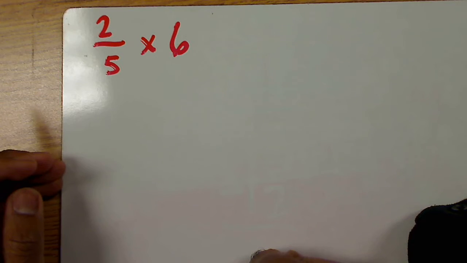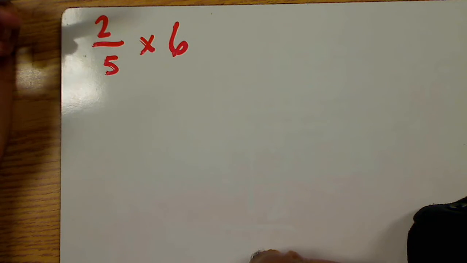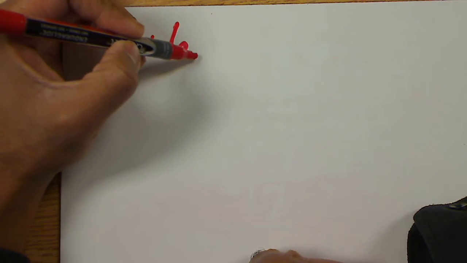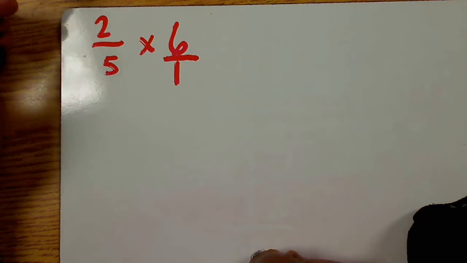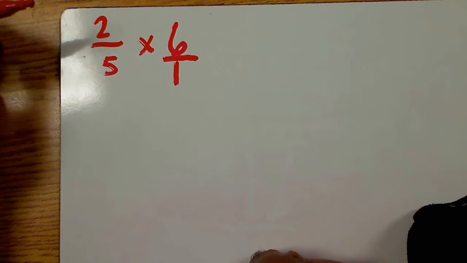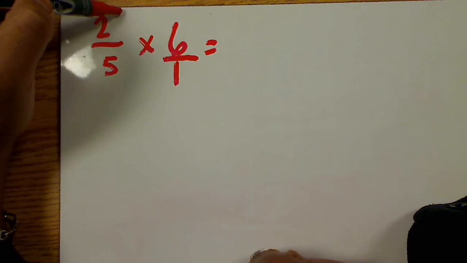The first thing you want to do is change your whole number into a fraction. The way we do that is all you have to do is put a 1 underneath it. You just put it over 1. Any whole number, to change it into a fraction, you just put a 1 underneath it. So that's step 1. Step 2 is you multiply your numerator times your numerator.